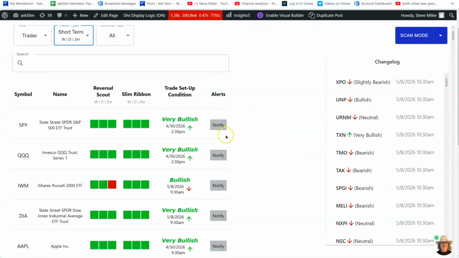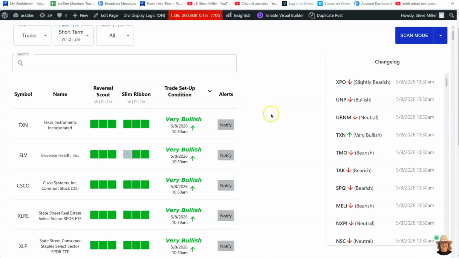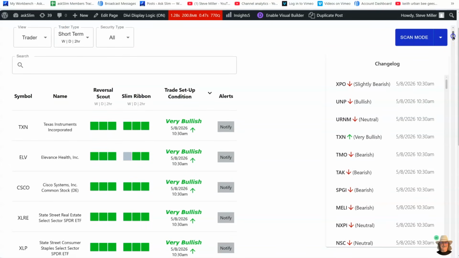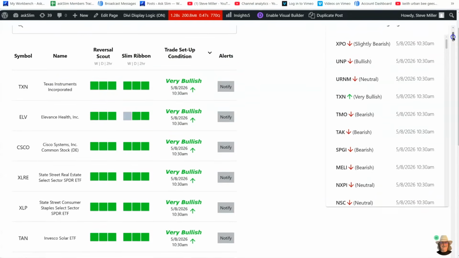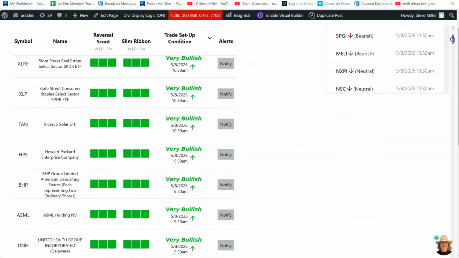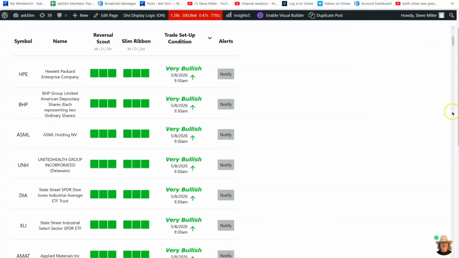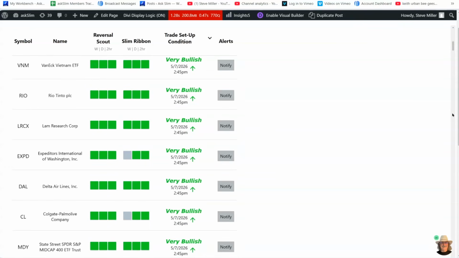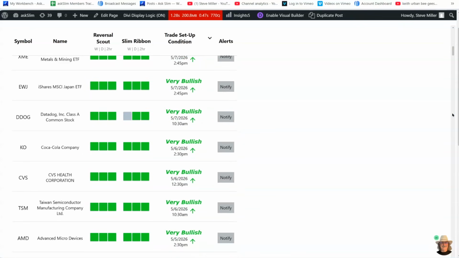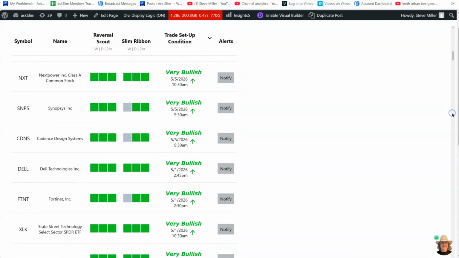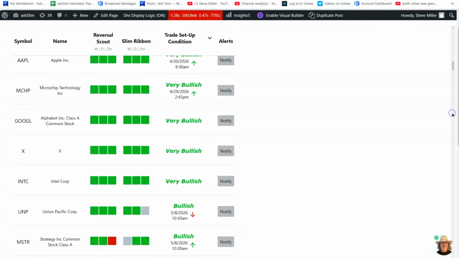And you will be able to see the great conditions of the bullish stocks or the negative conditions of the negative stocks. So let's look under trade setup condition. And here's the ones that are very bullish. And here, of course, Texas Instruments in the semiconductor category. And I'll just scroll down in here through the ones that are very bullish. And you'll be able to see as I move down. Taiwan Semiconductor, of course, very bullish. And these are the ones that on the short term are very bullish right there.